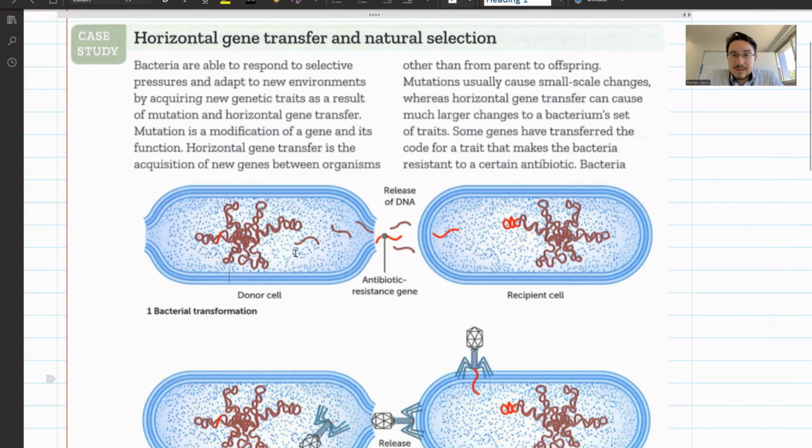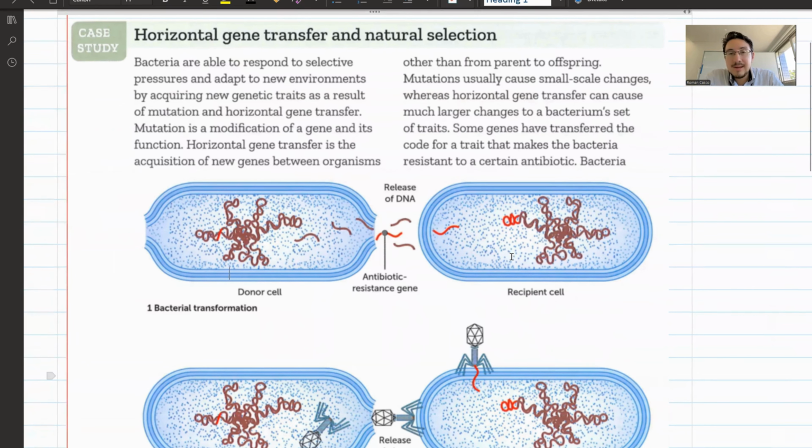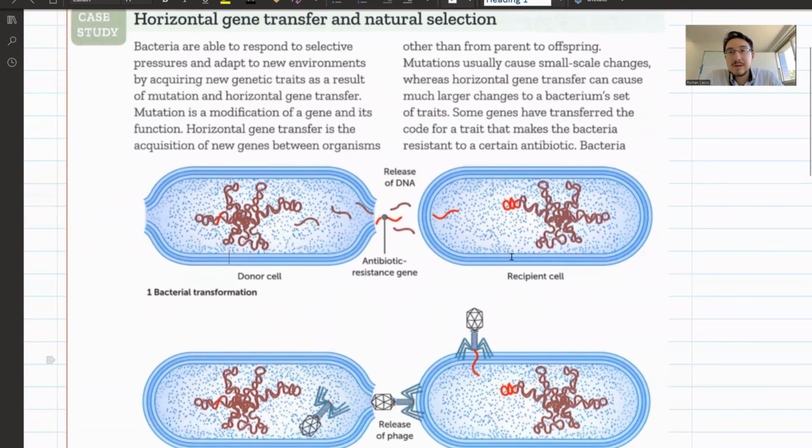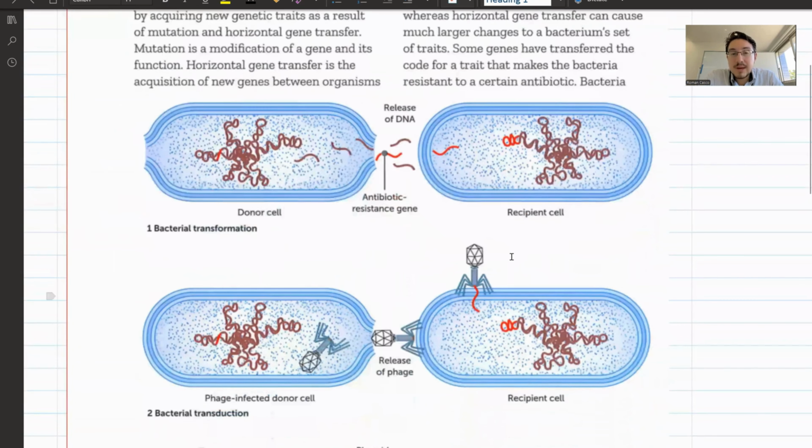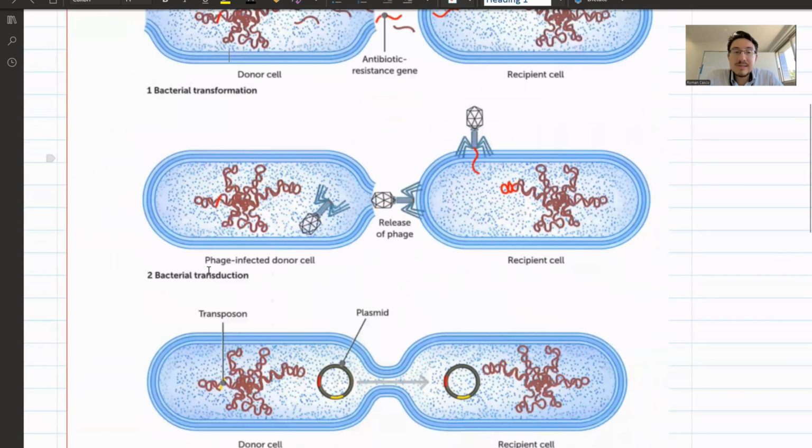Right? And the gene will just fly into a bacteria. Okay, this is called transformation. We've done this in the pGlow experiment, in the CRISPR experiment, right? Bacterial transformation. Another way is by bacterial transduction.